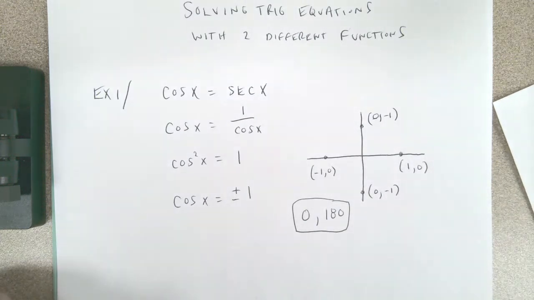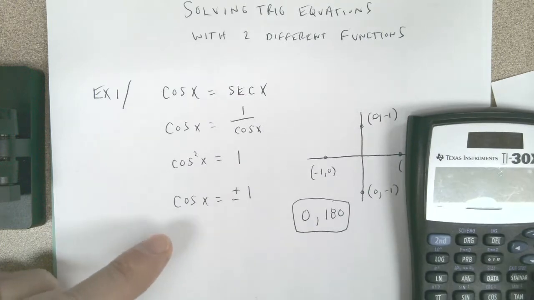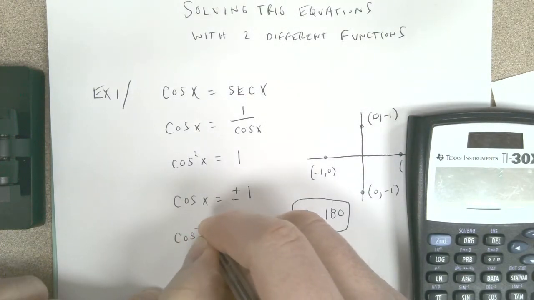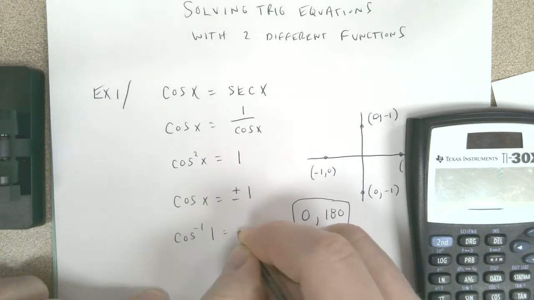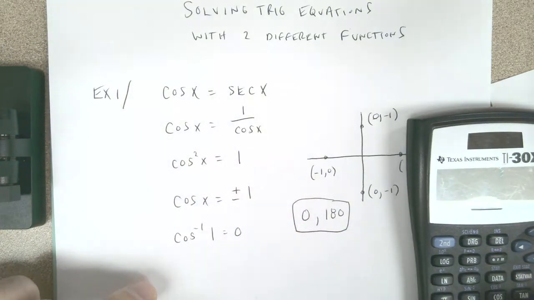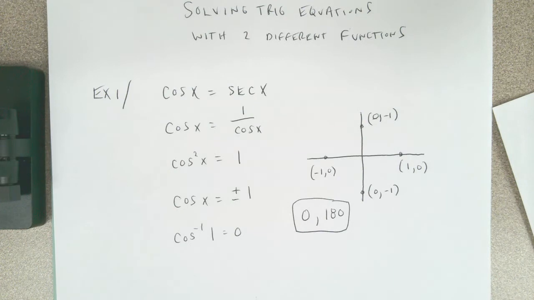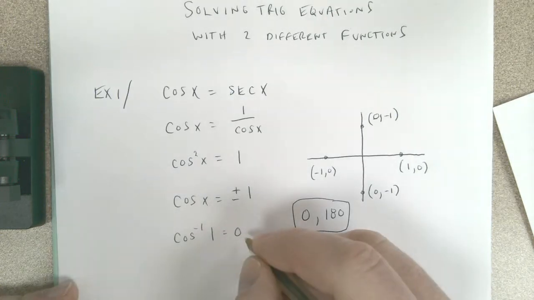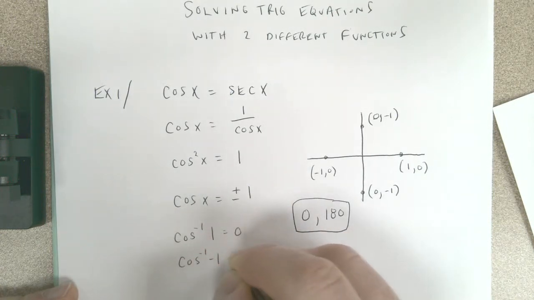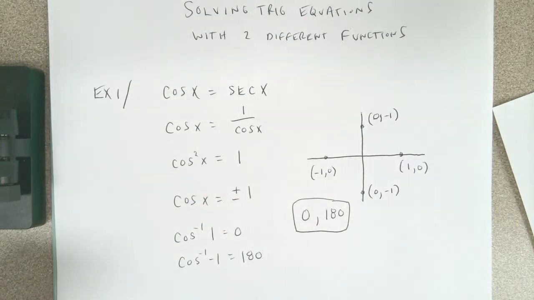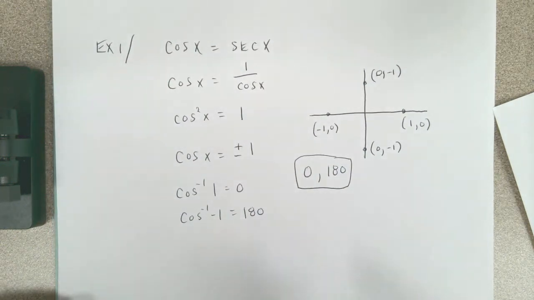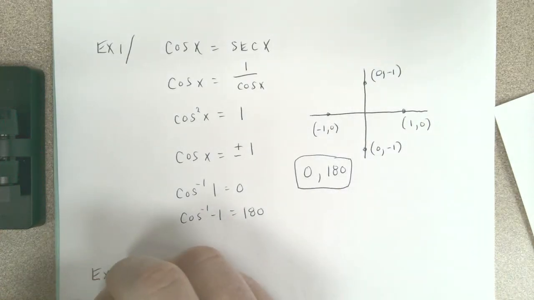You could also type that into your calculator. If you did the inverse cosine of 1, you get 0. If you do the inverse cosine of negative 1, you get 180 also. So that would be another way you could do that particular problem. But 0 and 180 are your two answers for the first one.